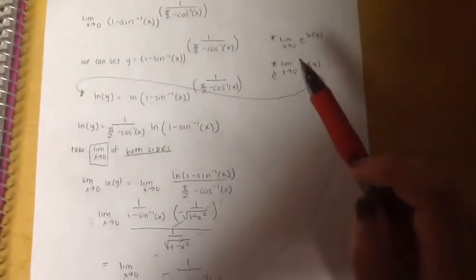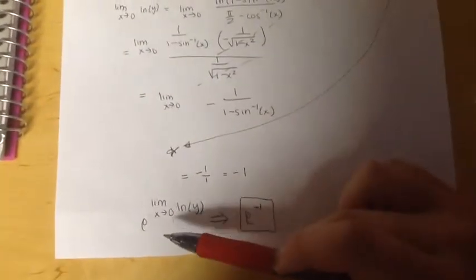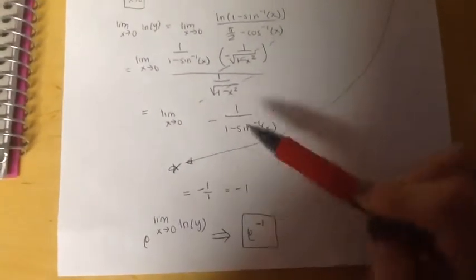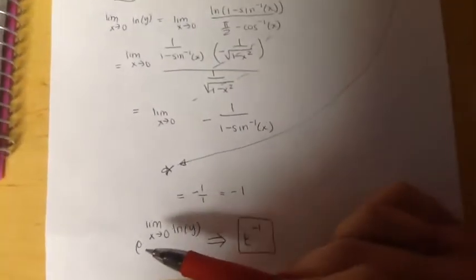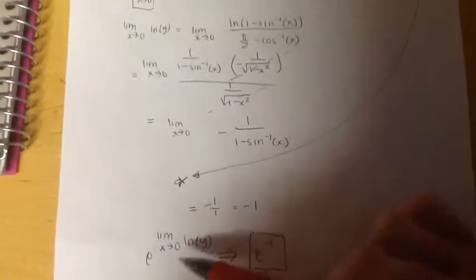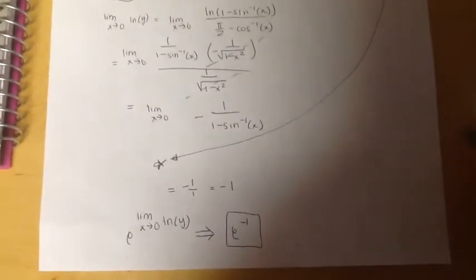So back up to here, we know what our limit as x approaches 0 of the natural log of y is, so we just literally plug it in. We found that when we plug in 0 to this, we get negative 1. Therefore, when we plug it into here, we get e to the negative 1 power, and that would be our answer.